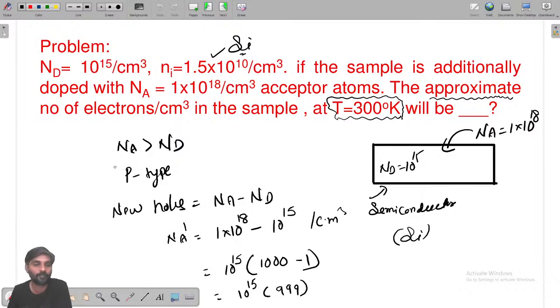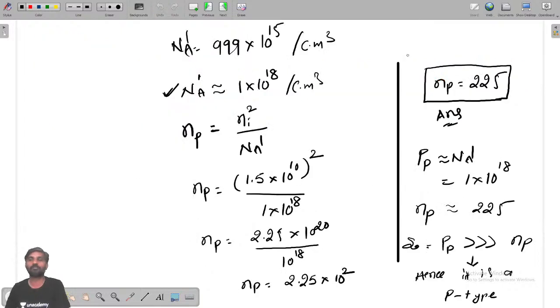We said this is P-type. We assumed that this is going to be P-type. Yes or no? So hence the answer is 225. And this is also correct, this is also P-type, so our answer is also correct. Sometimes if you want to verify, you can cross check like this only.